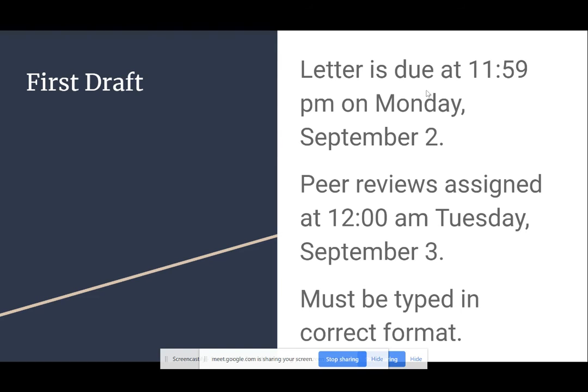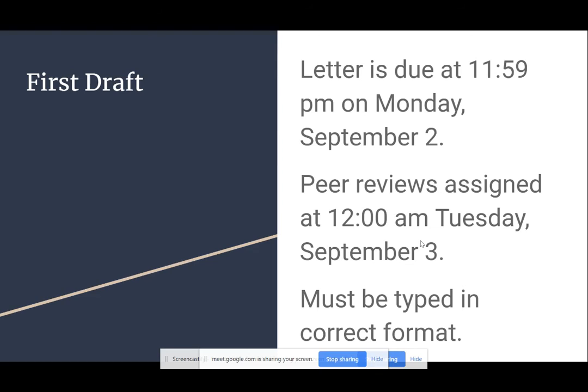So the letter should be turned in. Now, Michelle, here's what's different about you. We did have one other student add, but because he has just added, we need to get him caught up. So you're not going to have a peer review. Don't worry about it. If you were in Ms. Paulson's class, the letter will get a peer review assigned at 12 a.m. on Tuesday.